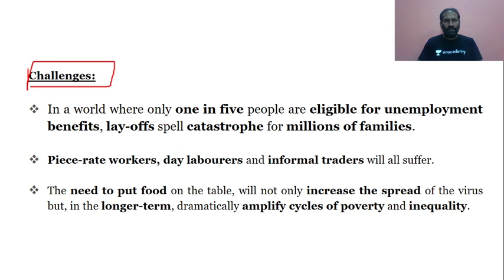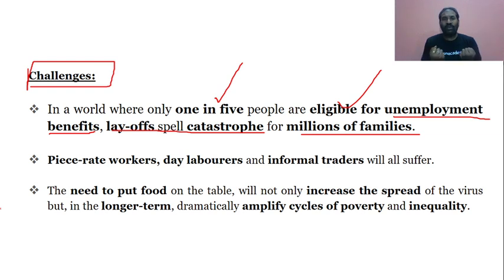As per the ILO, 1 in 5 people in the world are eligible for unemployment. Please do understand, eligible for unemployment. That means out of 5, 1 is unemployed and eligible for unemployment benefit because he is unemployed. And layoffs spell catastrophe for millions of families, as 1 in 5 is eligible for unemployment benefits. That means as they are unemployed, they are eligible for unemployment benefits, as in our case, the vulnerable section, wherein they are transferring the money and making sure that the items are reached by the schemes taken up by the governments.